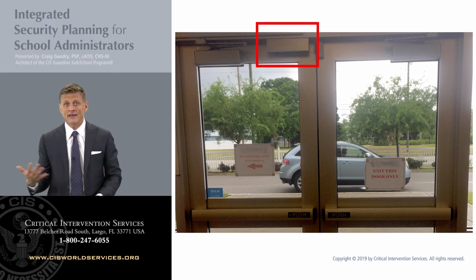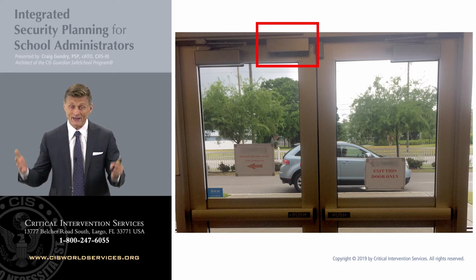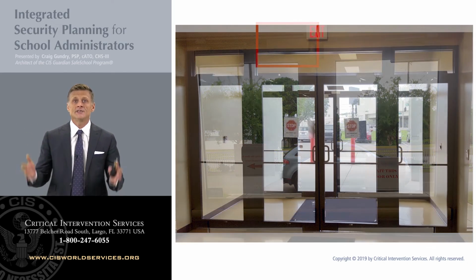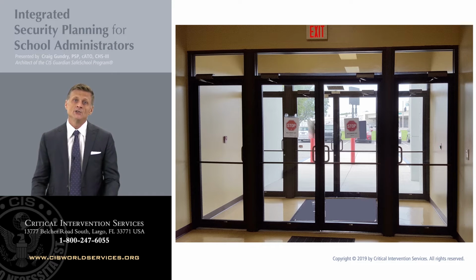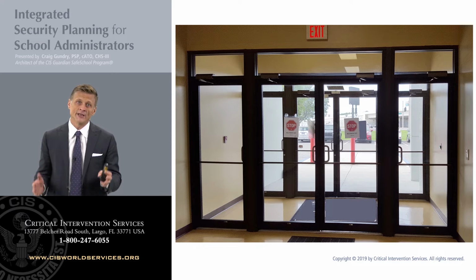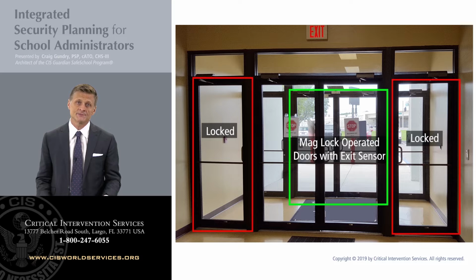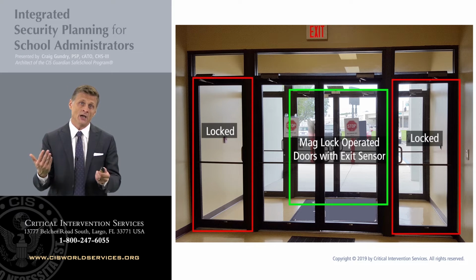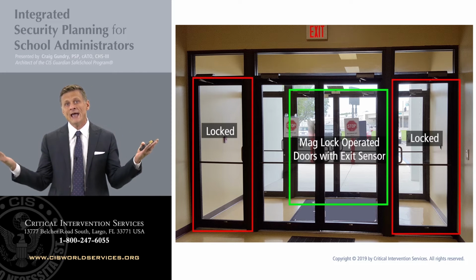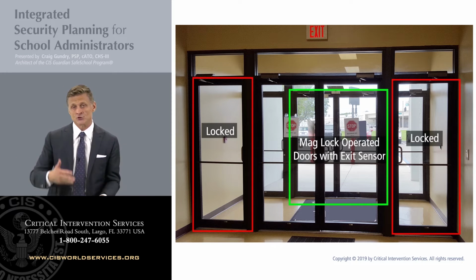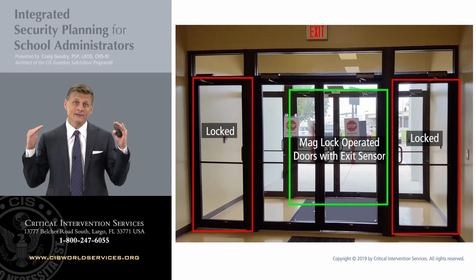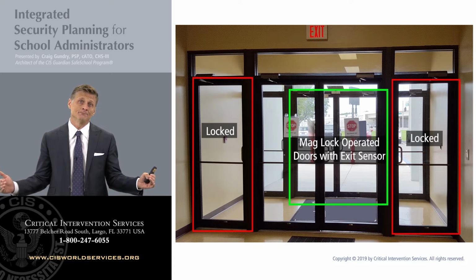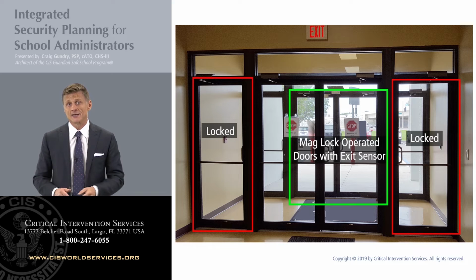Now, an example of the second type of problem, where we have locked doors. This is a bank of 4 doors. The 2 center doors are operated by electromagnetic locks, and there's an exit sensor that detects as somebody approaches to unlock or disengage those electromagnetic locks. Then we have a door to the far left and a door to the far right that are kept in a locked state all the time. And above this, we have the exit sign.